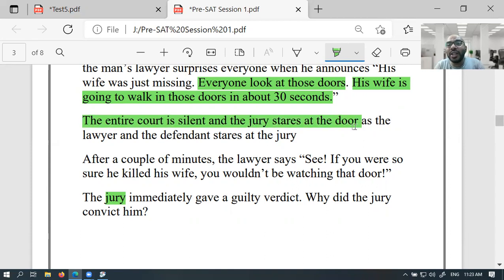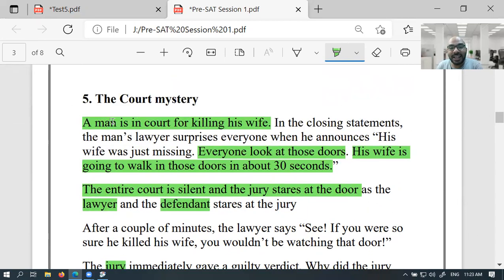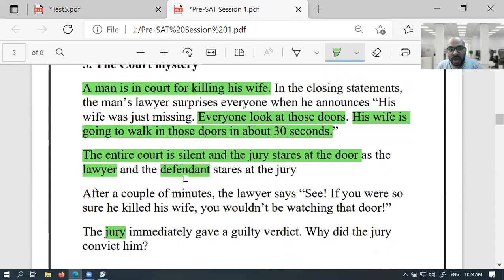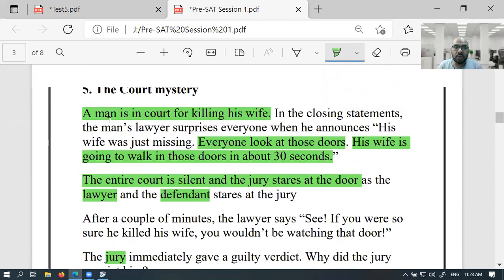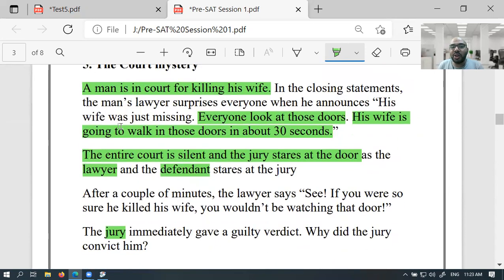Two guys only didn't look. The lawyer, and the defendant, this man, didn't look. Defendant means the suspected person, who is the man. They didn't look at the door. They looked at the jury. It is logical for the lawyer to look at the jury because he is addressing them. So when you address someone, you look and stare at him.